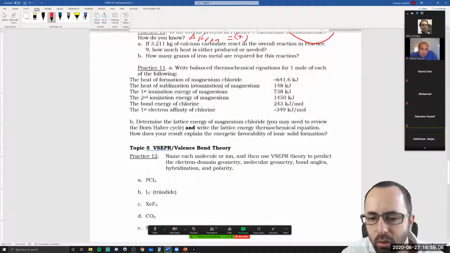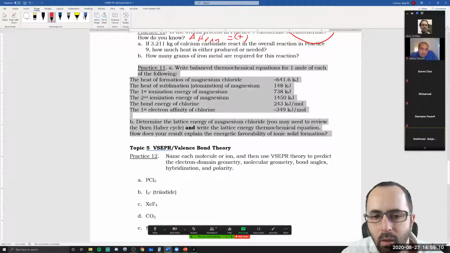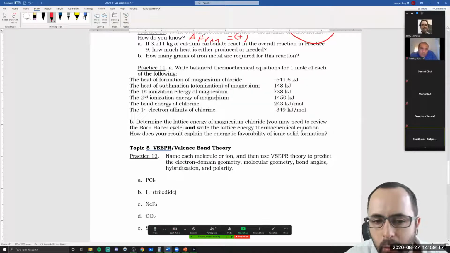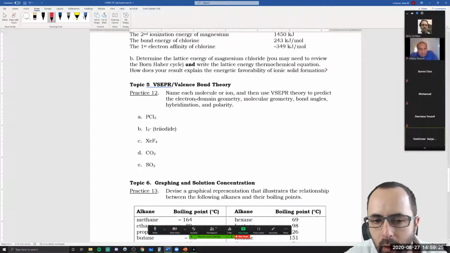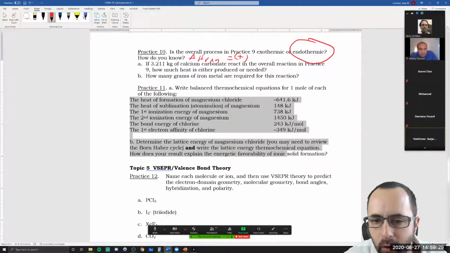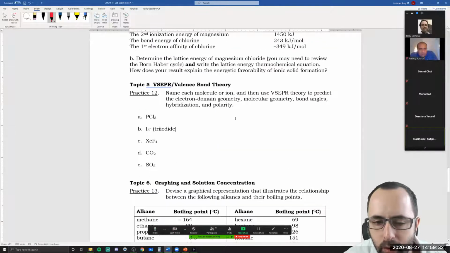For this question, do your best. We're not really going to do a lot in regards to the Born-Haber process in this class, but you do want to understand what these terms mean, like ionization energy and heat of formation and so forth. So that's why I have you do this. Look back at that part of the textbook. I'll give you page numbers too over the weekend, guys.